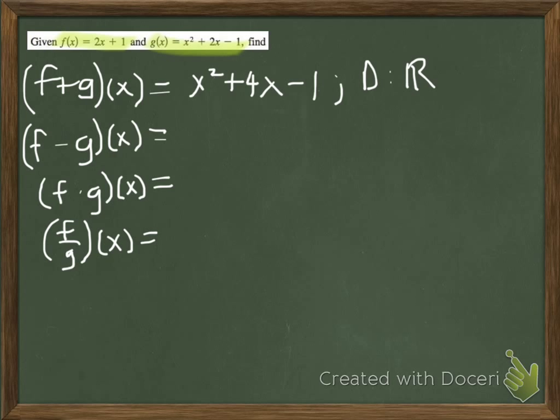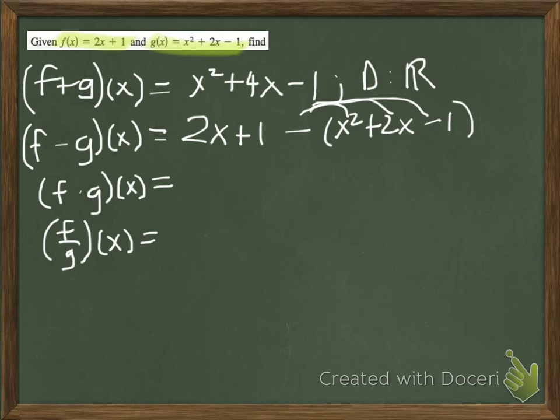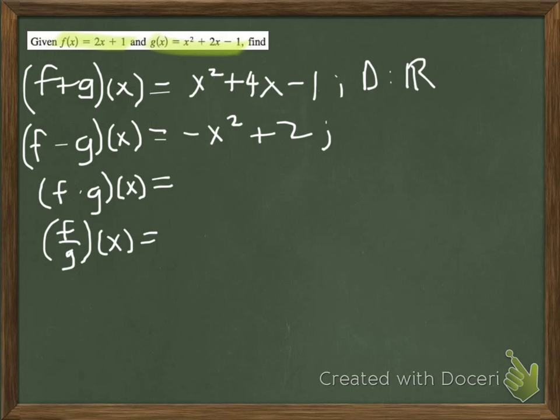Okay, f minus g, same thing, except now we're subtracting. So I'm taking 2x plus 1, which is the output for f, and subtracting x squared plus 2x minus 1, which is the output for g. Remember, we're going to distribute that negative to every term in the second polynomial, in the second function, in g. So simplifying that, we're going to end up with negative x squared plus 2, and the domain there, again, all real numbers.